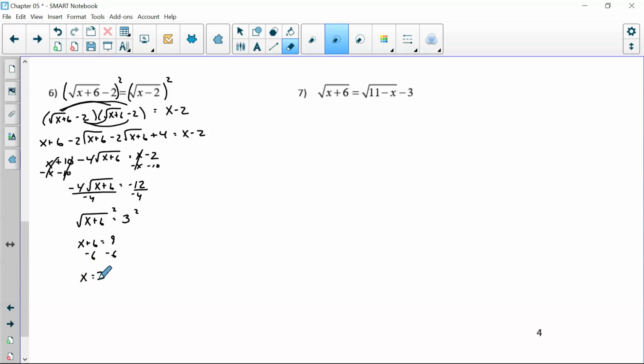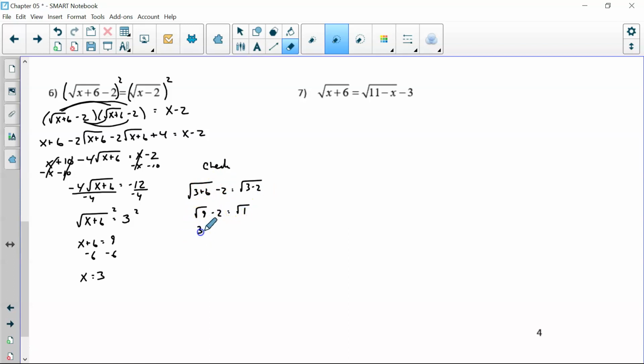And before we circle our answer, let's do a quick check to make sure it's a valid solution. You want to make sure you check for extraneous solutions. So we always go back to the original. The square root of 3 plus 6 minus 2 equals the square root of 3 minus 2. 3 plus 6 is 9. So the square root of 9 minus 2 equals the square root of 1.